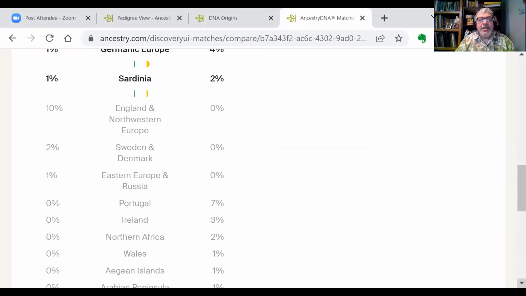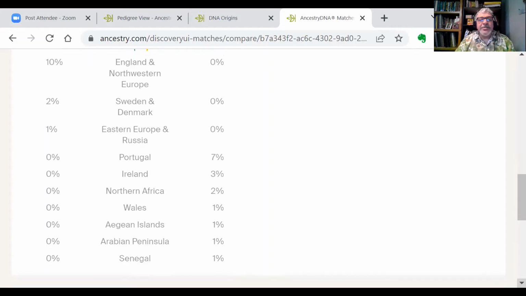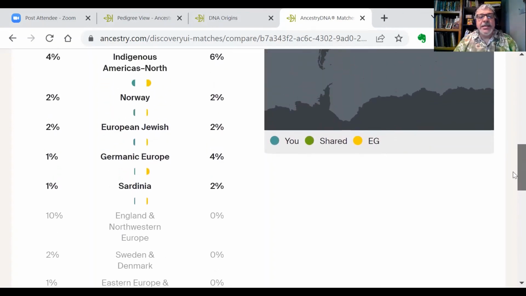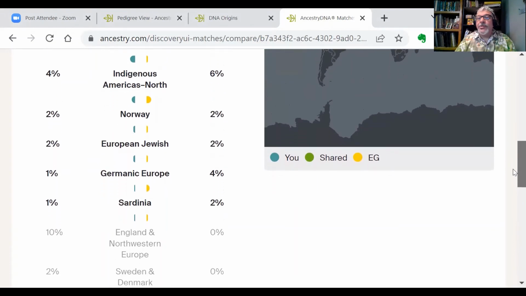And then she has Portugal, Ireland, North Africa, Wales. These are not showing up. Aegean Islands, Arabian Peninsula, Senegal. Now that's probably from her mother's side, who is not directly related to me. So she's got some of that Germanic Europe, but she doesn't have the England and Northwestern Europe. So this would be the Bourguignon side, as opposed to Zimmerli.